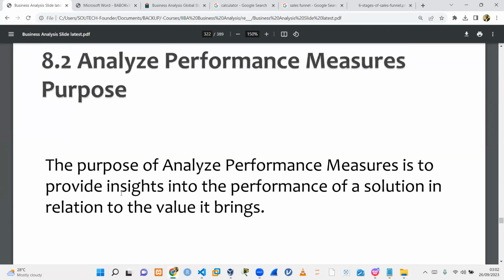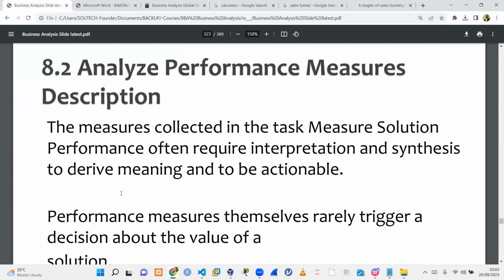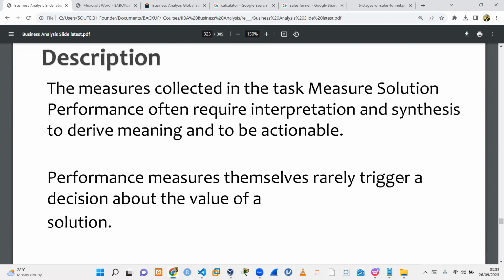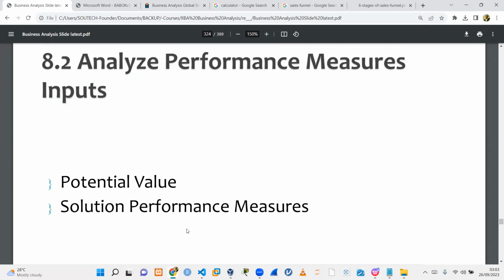So let's look at 8.2, which is analyze performance measures. The purpose of this is to provide insight into the performance of the solution in relation to the value it brings. Measures collected in task measure solution performance often require interpretation and synthesis to derive meaning to be actionable. Performance measures themselves really trigger a decision about the value of a solution. Some of the inputs are your potential value, or value you're going to get potentially, and of course your solution performance measure.